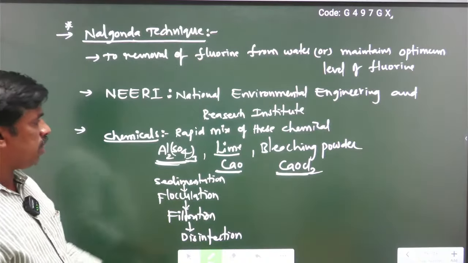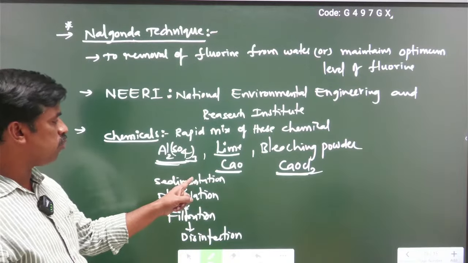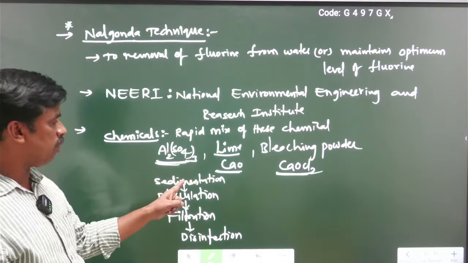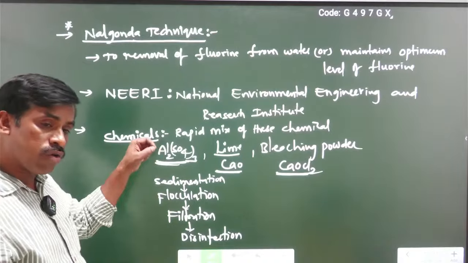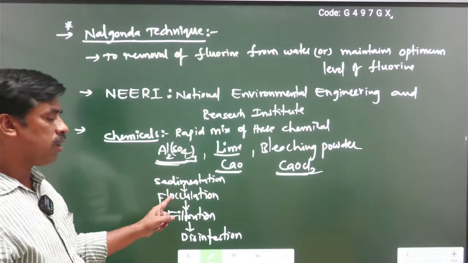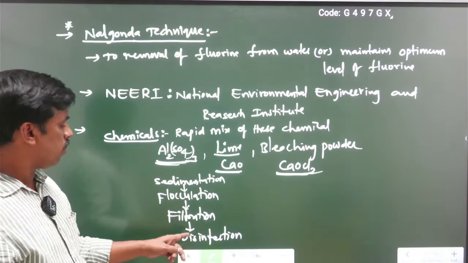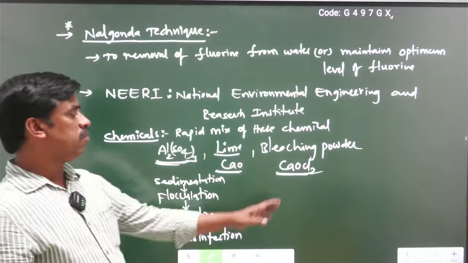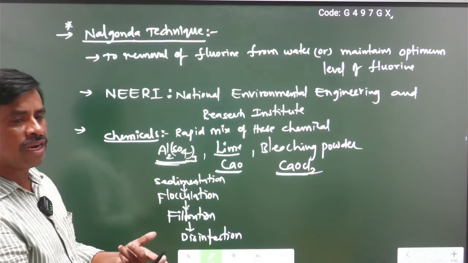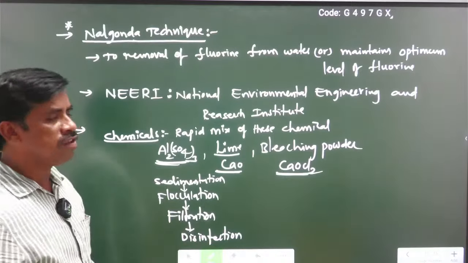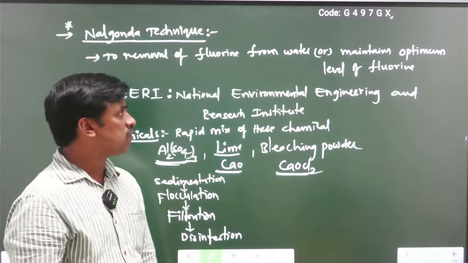First, whenever lime is added, it combines with the dissolved salts, the impurities precipitate, and sedimentation takes place. After that, alum, the aluminium salt, reacts with colloidal suspended impurities, and again flocculation or precipitation takes place. The precipitate is removed by filtration. After filtration, the remaining water is treated with bleaching powder, CaOCl2. The bacteria, viruses, fungi, etc. are removed by the disinfection process. This is the Nalgonda technique.